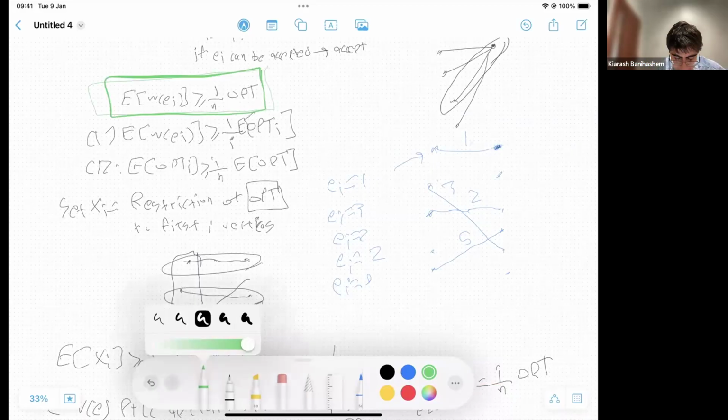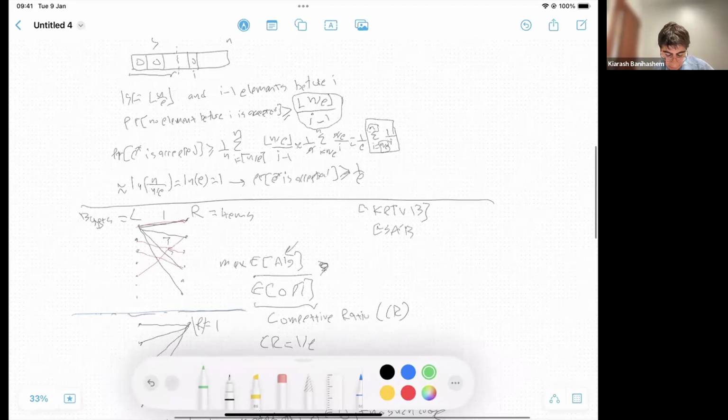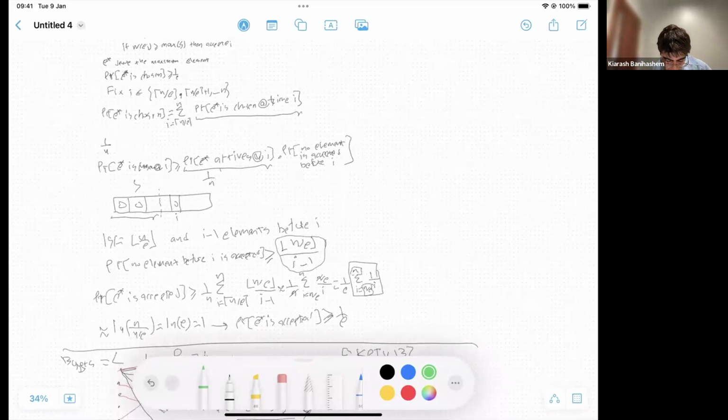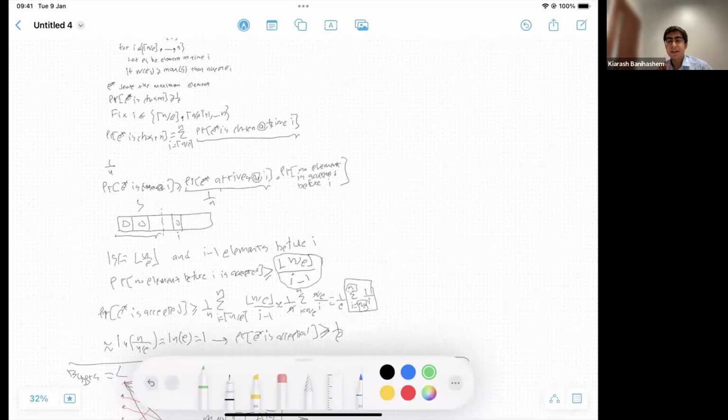And this is roughly saying, if you recall the previous analysis we had for the original secretary problem, what were we saying? We were saying that I had this quantity 1 over n, the probability of the element E star arriving at time I. This is serving a similar role.